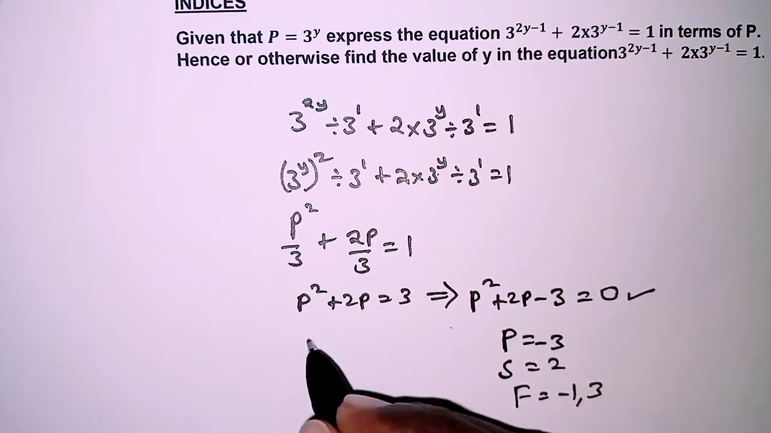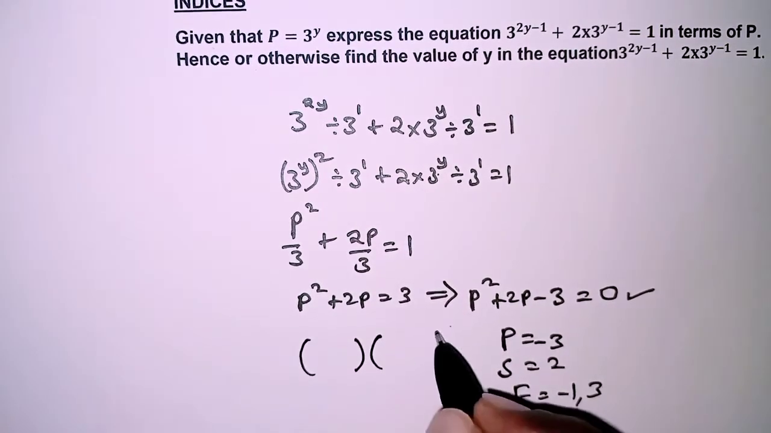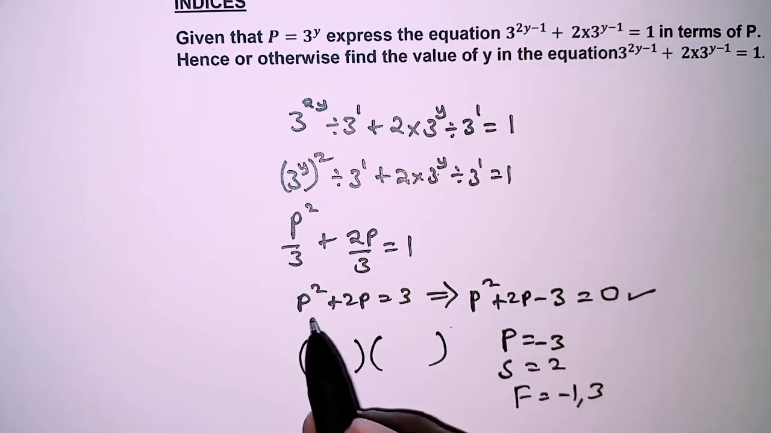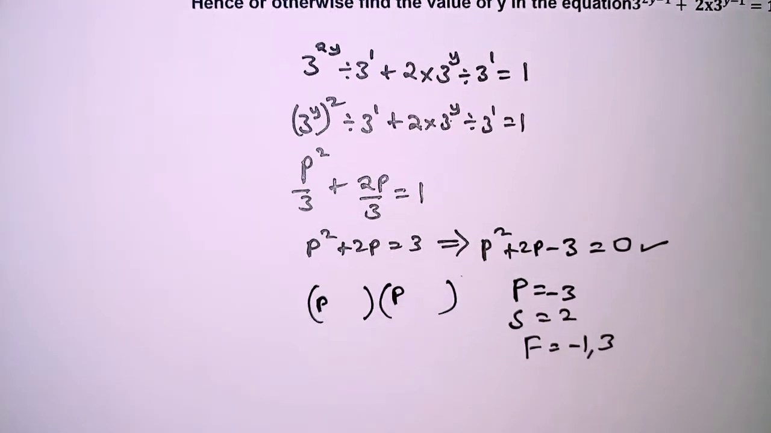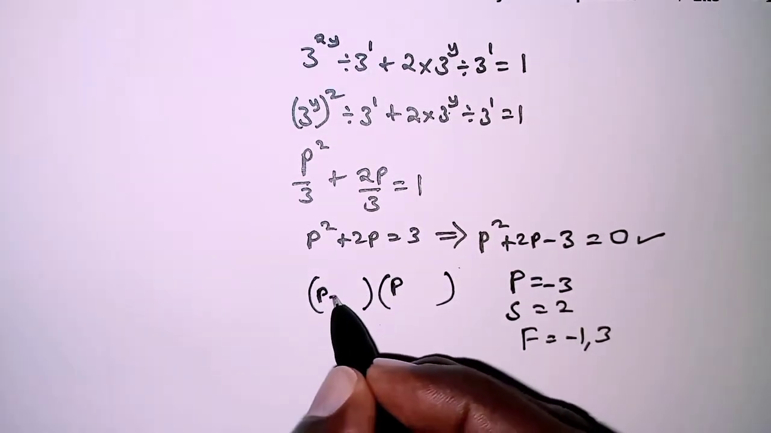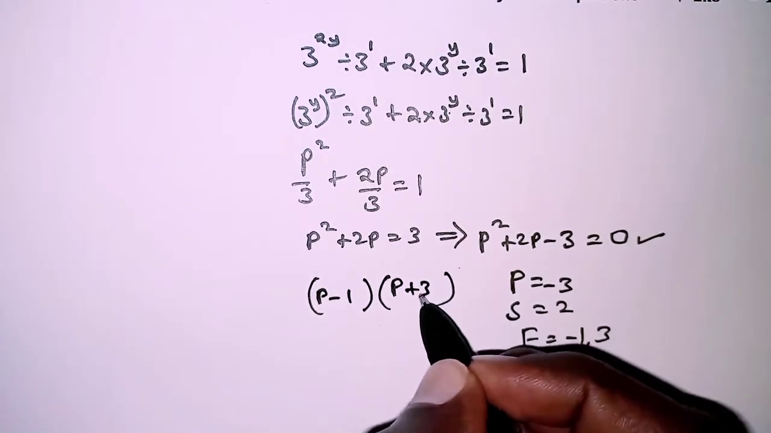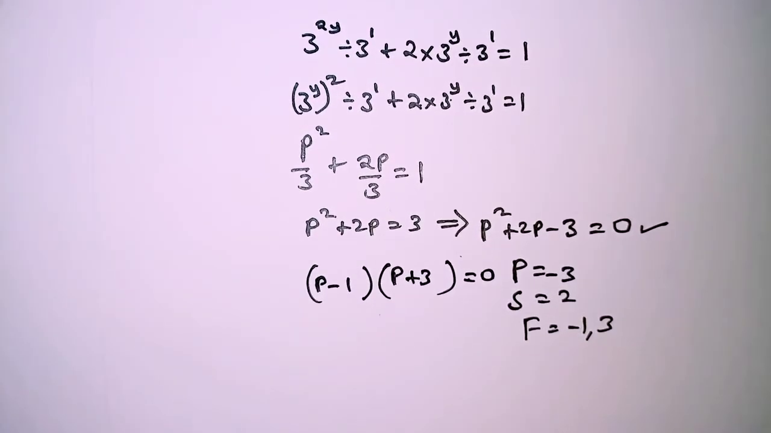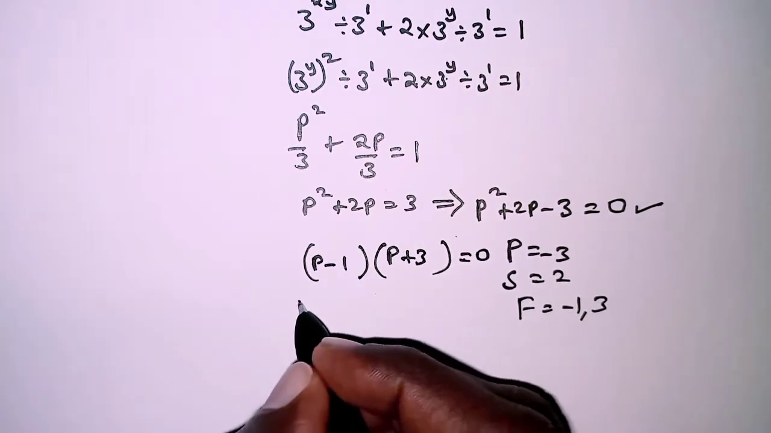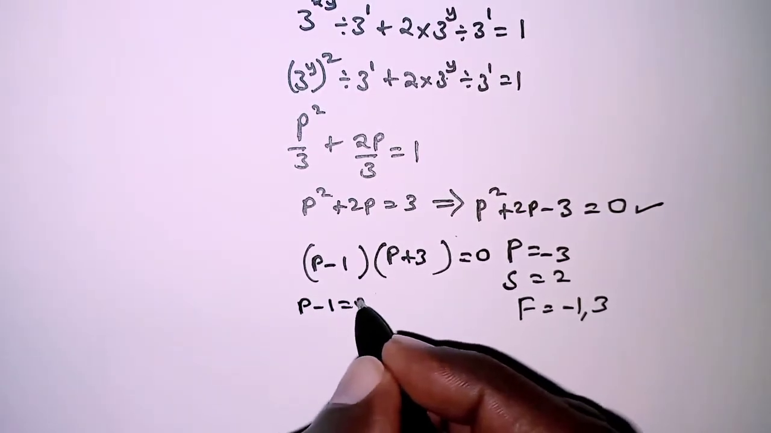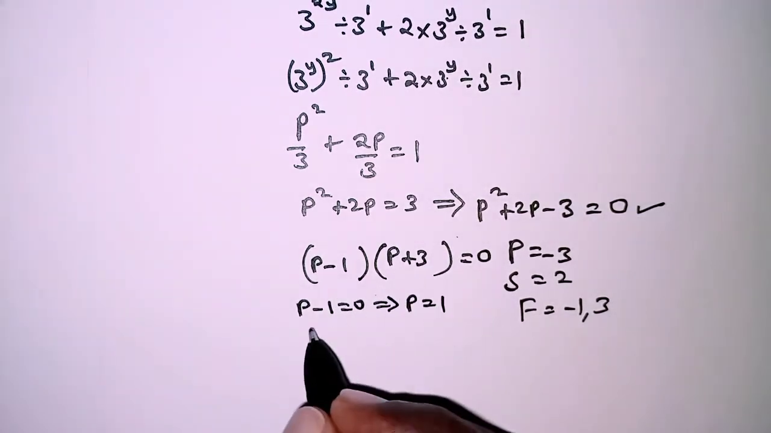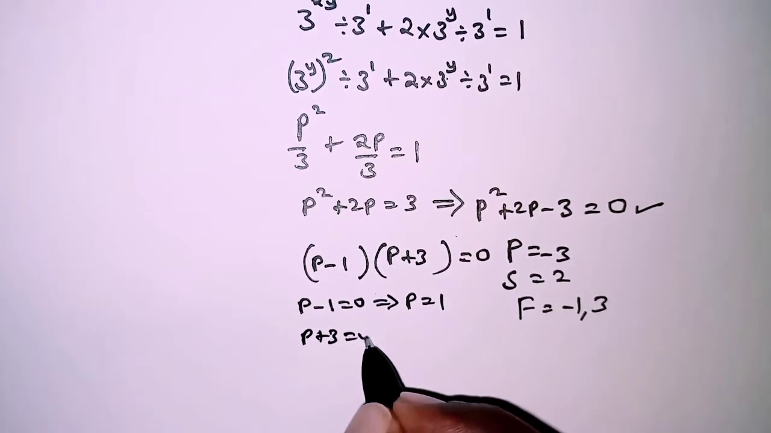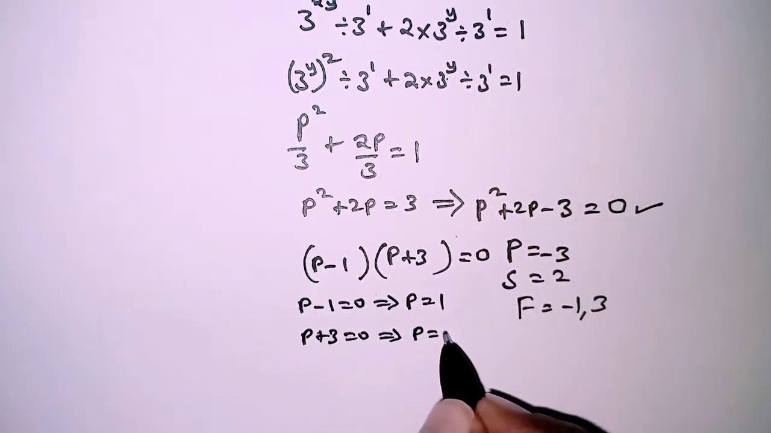We are going to have two brackets here. In the first bracket I'll have p, and the next one also the same p, and then I insert these factors so that we have minus 1 and plus 3, and then finally equate to 0. From the first part, p minus 1 is 0, simply implies p is 1, and we also have p plus 3 is 0, implying that p is negative 3.